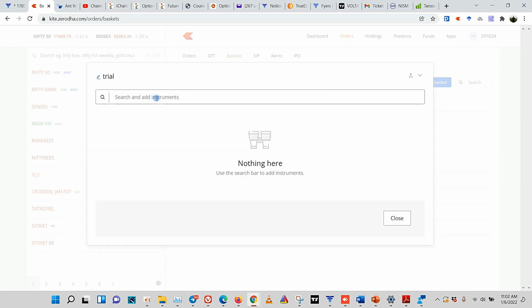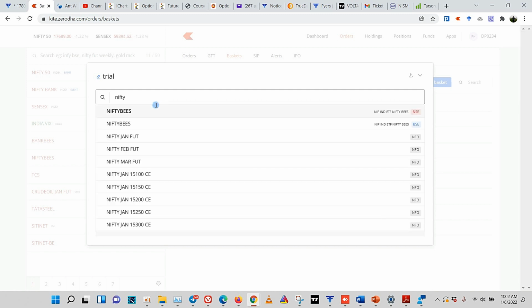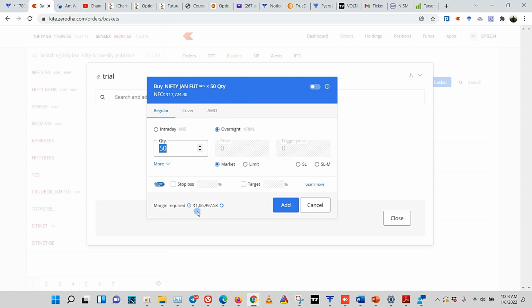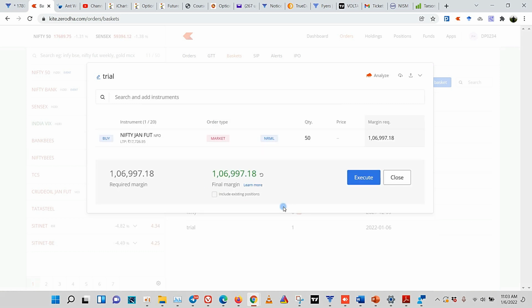Suppose we want to go long in futures of Nifty. So we search Nifty future January. Here we can see margin required for future long one lot is 1,06,997 rupees. If we sell futures, around the same margin is required. So whether we are long or short, around 1,06,000 or 1,07,000 rupees are required. So whenever we want to trade in Nifty future in one lot, we need 1,07,000 rupees.